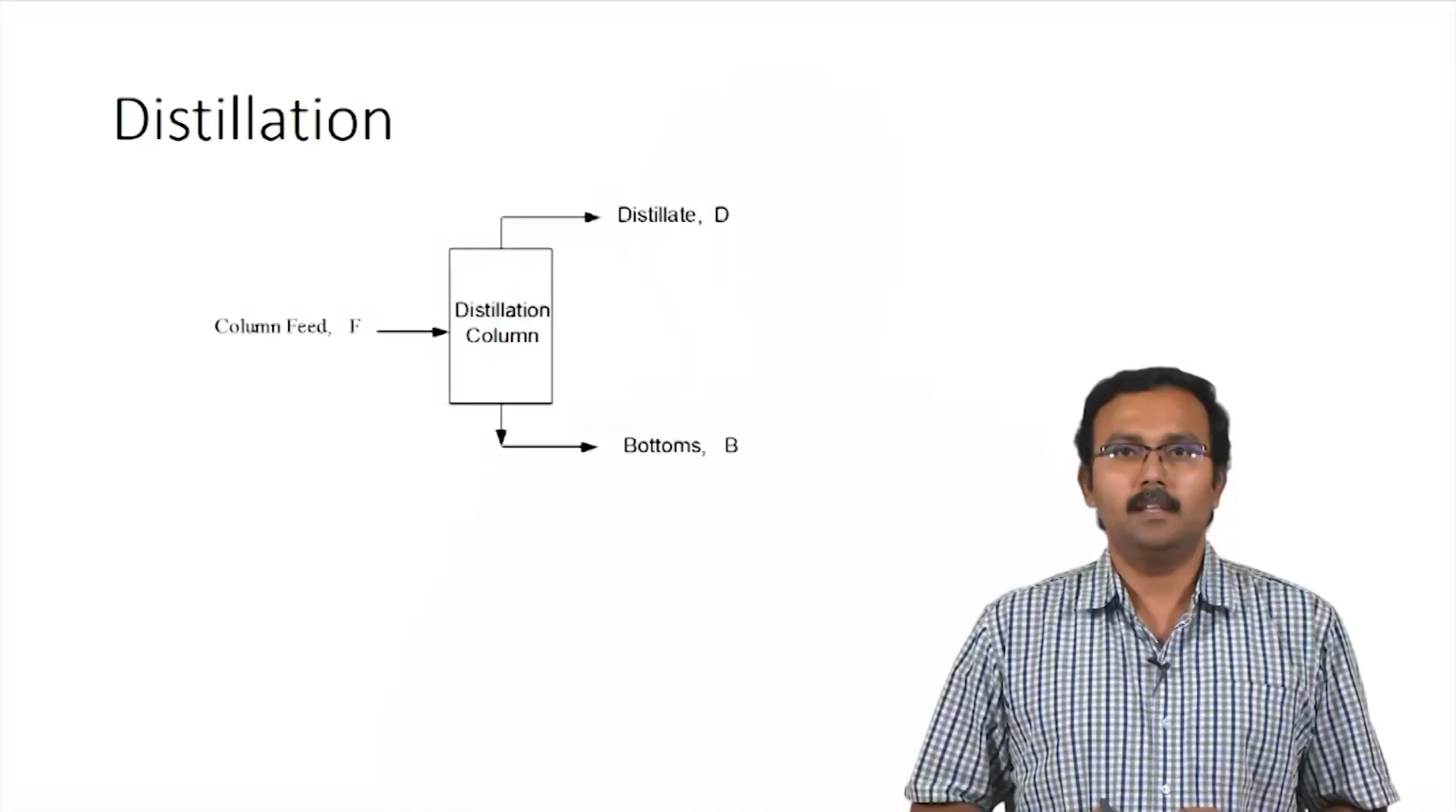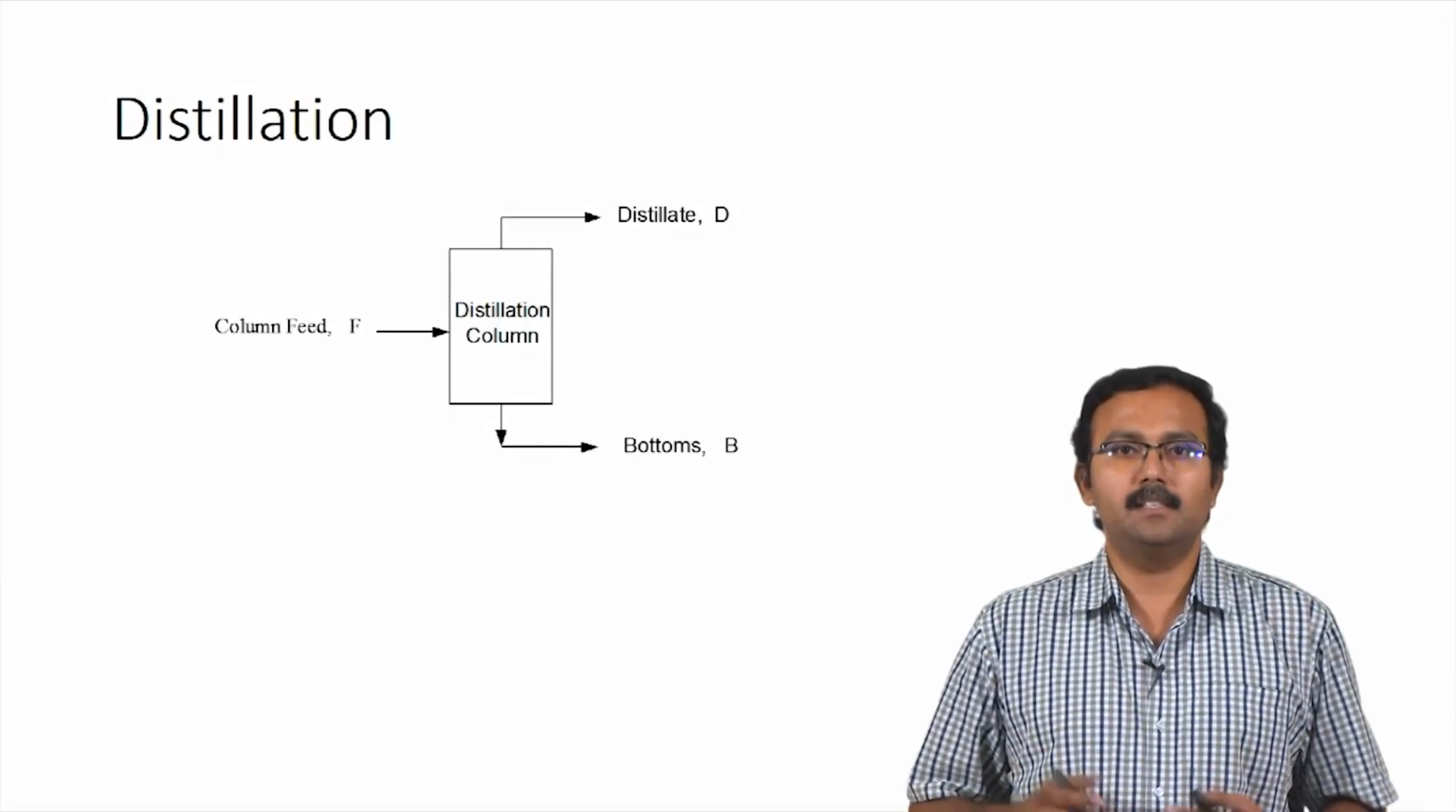Hello everybody. Today we are going to continue with performing material balance calculations for single unit processes without reactions. We have already looked at many processes. We will continue looking at some of the more common processes in chemical and biochemical industries and try to perform material balance calculations on these processes. The next process we are going to look at is distillation.